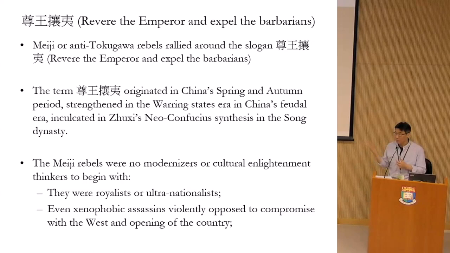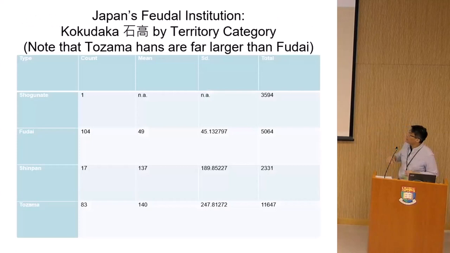Okay, so this is the thing. So we are able to, so these are the Japanese feudal institutions. They use a unit, which I think in Japanese is kokudaka, and is danko.